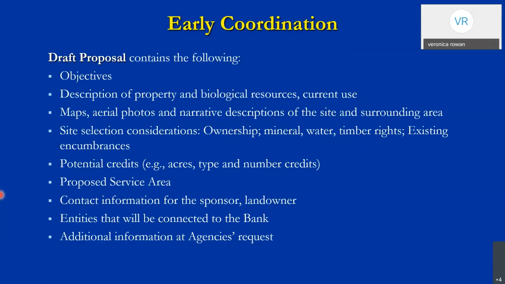What's the potential credits going to look like? What are the types of credits that could be released under a potential bank here? How big is the site? How many acres do you think that this particular site can support? I mean, how many credits can this site support? And the proposed service area, the area in which these credits will be sold to offset impacts.